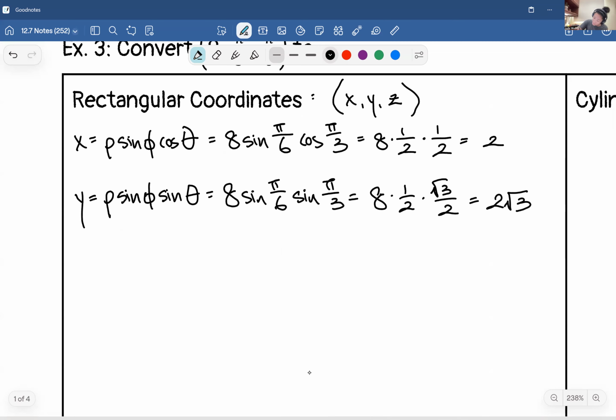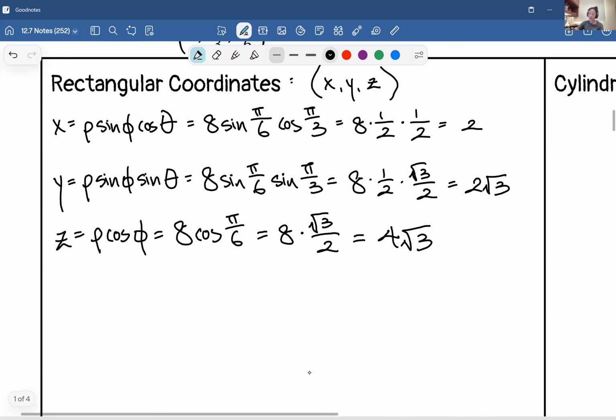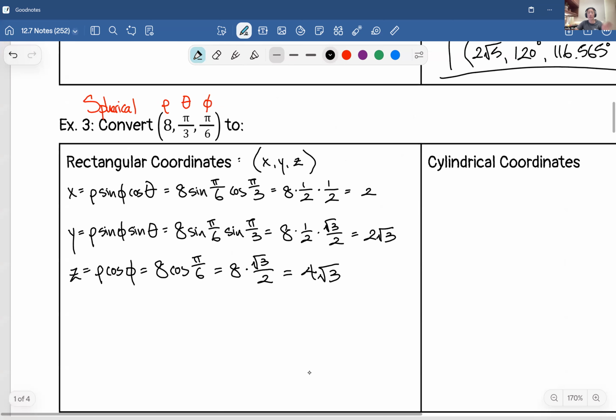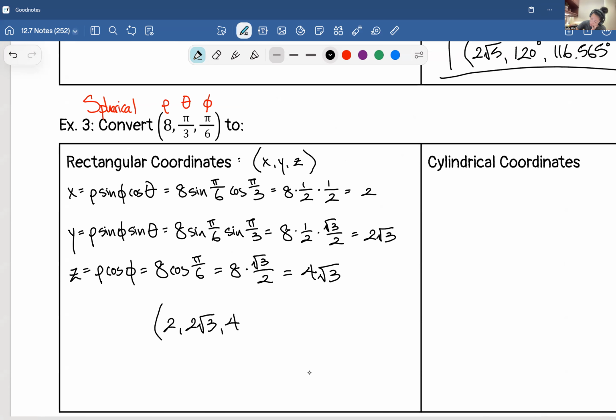Okay. Last but not least, our z value. How do we find our z value? It's nothing more than rho cosine of our phi. So that's 8 cosine of pi over 6, or 8 times root 3 over 2, or 4 root 3. Okay. Now, I think we haven't gotten to converting whole equations yet, but we're just converting coordinates. But if I think about this coordinate in XYZ land, it's 2 root 3, 2 root 3, 4 root 3, right?